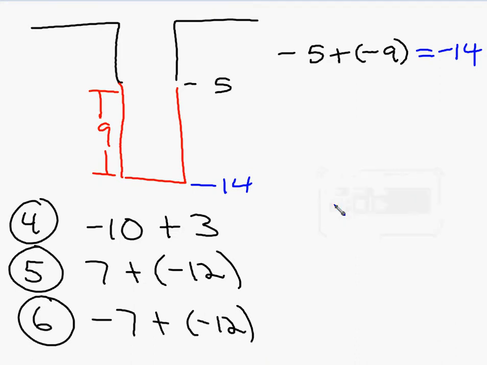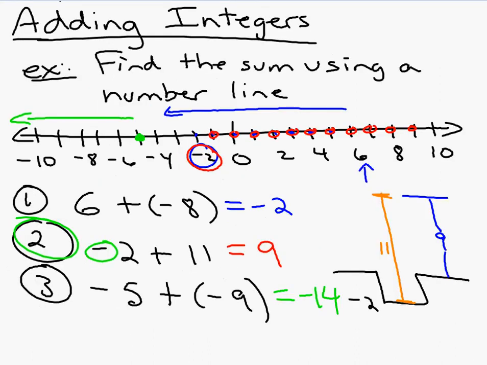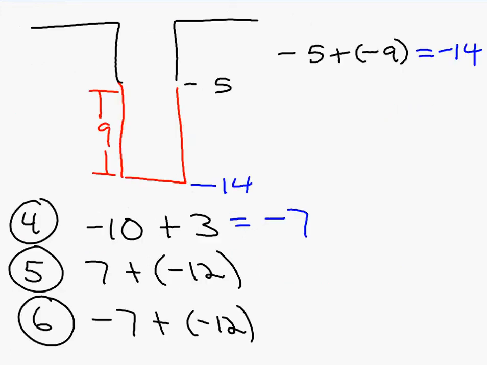Okay, let's see how you did. The answer to the first one should have been negative 7. You start at negative 10. If I was at negative 10 and then I went 3 units to the right, I'm going to go 1, 2, 3, and I'd be at negative 7.